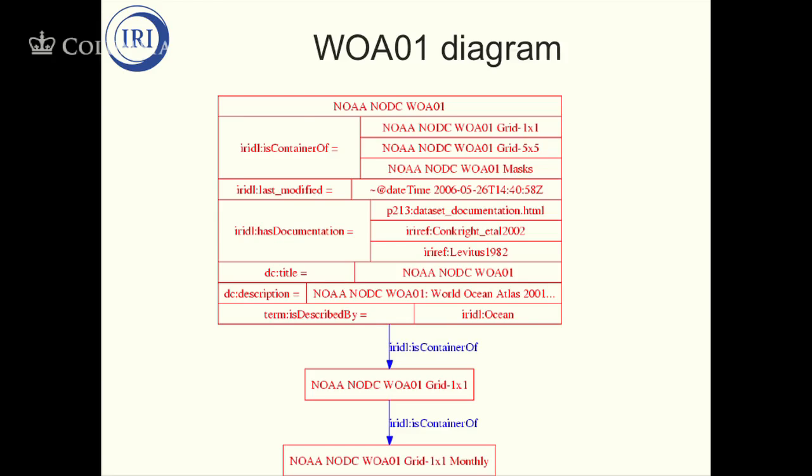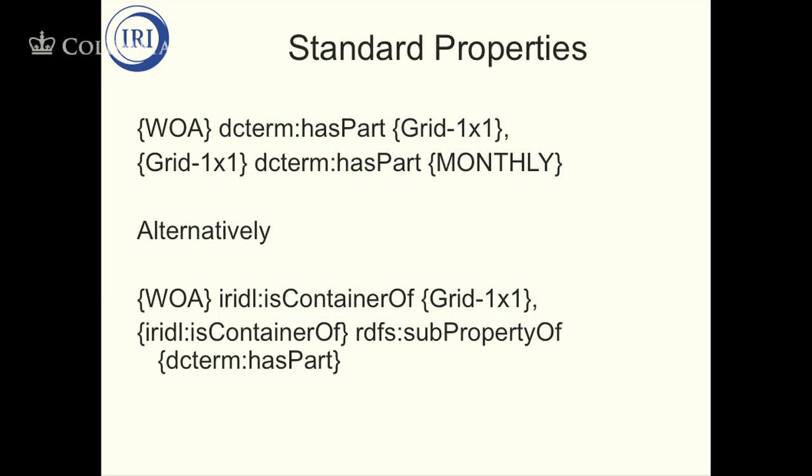But in any case, now Dublin Core also has Dublin terms. And so there are some standard properties that express this relationship of being contained. So I could say the World Ocean Atlas has this Dublin Core property, has part, and the grid 1 by 1 has this standard property in Dublin Core called has part. So that's sort of like rewriting all my metadata in a new system. But instead of having to change everything, all I had to do was add a few more statements.